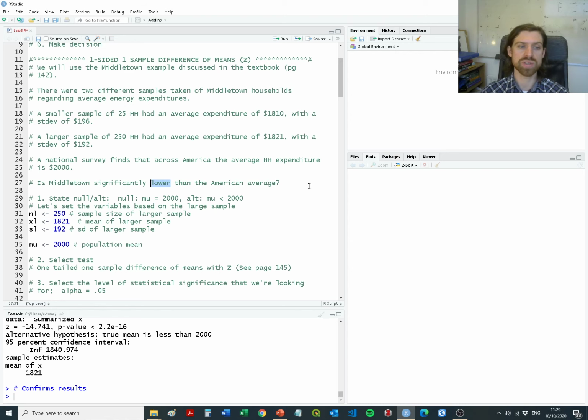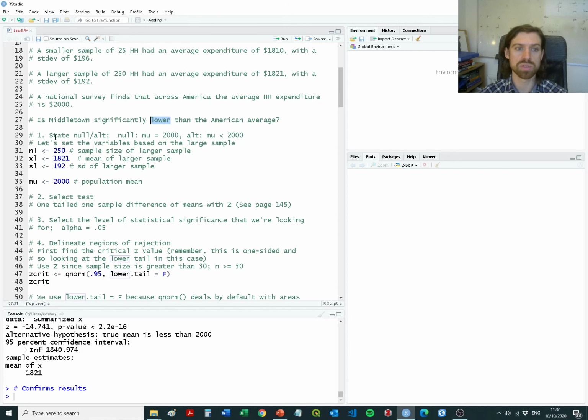Okay, so if you were just saying, is Middletown significantly different from the American average, then that would be two-tailed. You'd be interested in whether it was significantly different in terms of it being higher, so in the upper end of the distribution, or lower in terms of the lower end of the distribution. In this case, we're just interested in one direction, just whether Middletown is significantly different in terms of it being below the American average. Okay, so let's progress with the first sample.